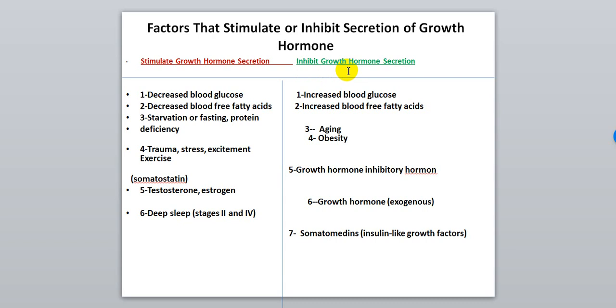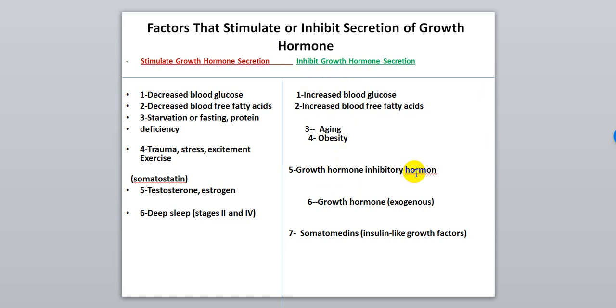Inhibition factors of growth hormone: increased blood glucose. We have lots of glucose, so no need for more growth hormone. Increased free fatty acids. We have enough free fatty acids, no need for growth hormone. Aging. Aging is the rest stage of life, so there is no stress, no need for more and more energy, so growth hormone is inhibited. Obesity, lots of fats in the body.